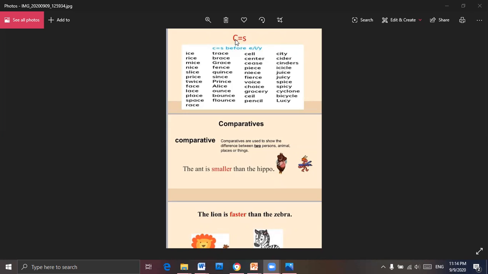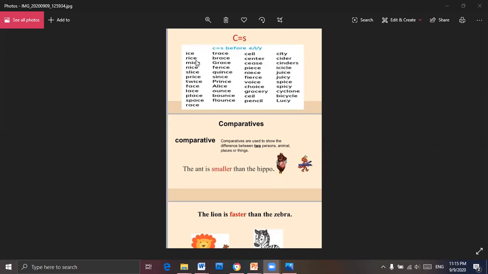When should we say C as S? If after the C is E, I, or Y. So if we find that after C is E or I or Y, we pronounce C as S. Let's say these words together.